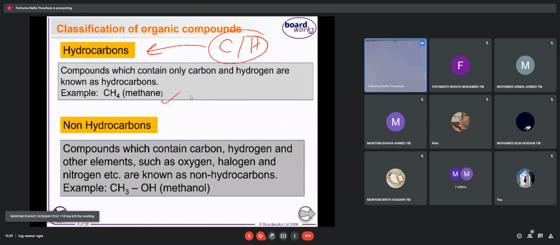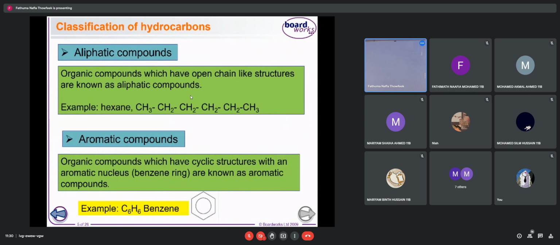Non-hydrocarbons: compounds which contain carbon, hydrogen, and other elements such as oxygen, halogen, and nitrogen are known as non-hydrocarbons. Hydrocarbons have carbon and hydrogen only. Non-hydrocarbons, with the carbon and hydrogen, you will see oxygen, nitrogen, and halogens as well. Right. Okay. So, classification of the hydrocarbons.